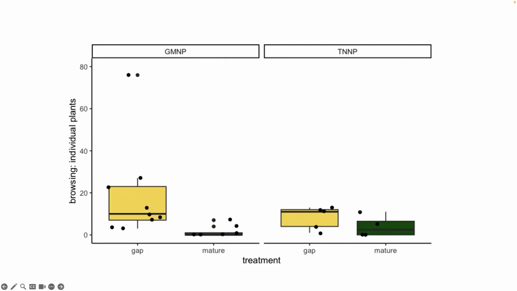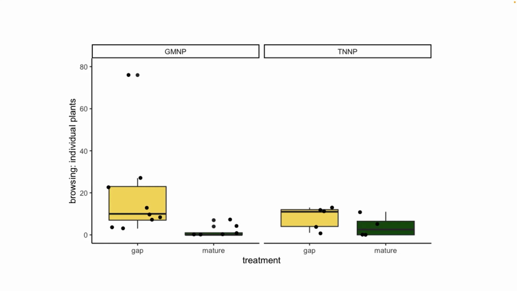So this plot here shows Gros Morne National Park, the park on the west side of the island right here, and Terra Nova National Park on the right. And we're just looking at moose browsing activity inside of the forest gaps versus in mature forest stands. And you can see that there's just a lot more moose activity happening in those gaps. So we were wondering, what is the relationship between not only the structure of the ecosystem, so gaps versus mature stands, but also the level of activity.